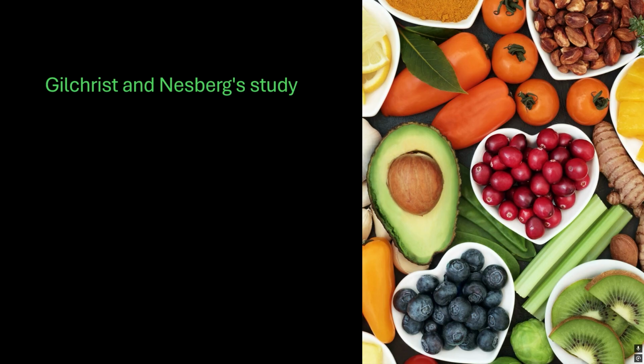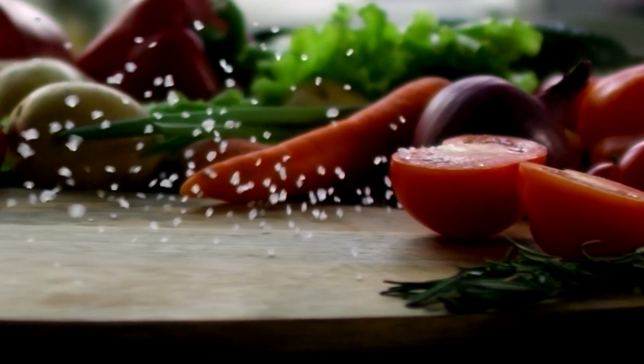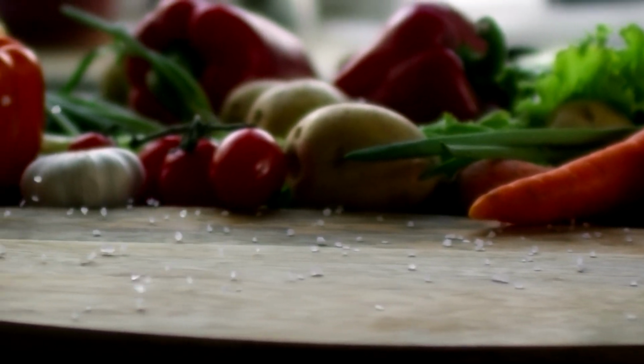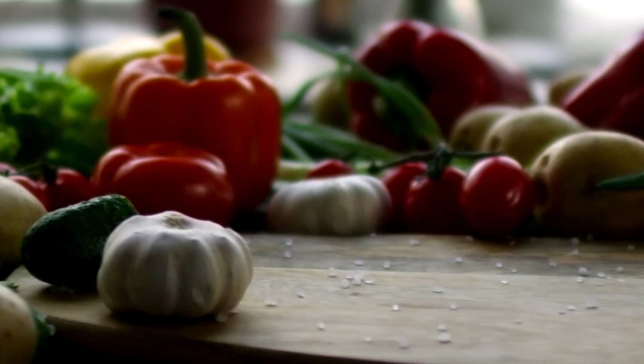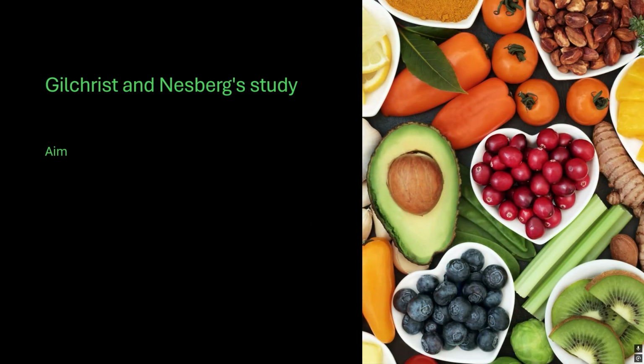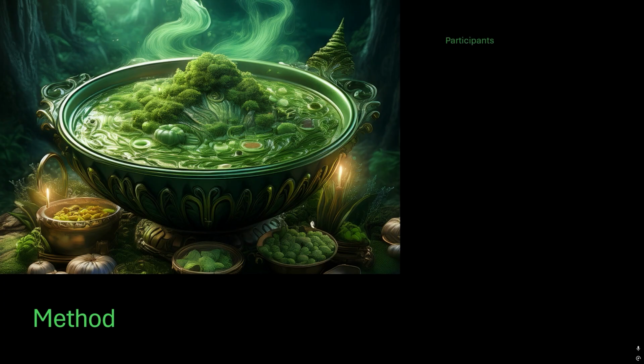Gilchrist and Nesberg's study. The aim of this study was to investigate whether being hungry, a motivational state, would affect how people perceive pictures of food. Specifically, whether hunger changes the perceived brightness of food images. The broader question: does motivation influence perception? The method. Participants, 26 university students, split into two groups. The experimental group were not allowed to eat for 20 hours, so they were hungry. The control group were allowed to eat normally.